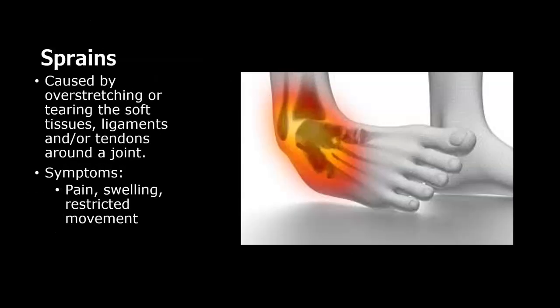Sprains are going to be caused by the overstretching or tearing of soft tissue, ligaments, or tendons around a joint. Symptoms for this could be pain, swelling, and restrictive movement. And sometimes they say that sprains actually could hurt as bad or maybe even more than the broken bone. So lots of times people think that they have actually broken a bone when it's really a sprain.